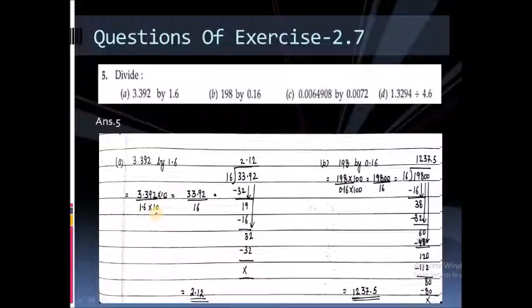Because whenever we multiply with 10, 100, 1000, the point gets shifted to the right. How many times? How many zeros are there? Only one. So I have to shift it one time only. So I have multiplied it with 10. So in the numerator also I have to multiply with 10, because in the dividend also we have to move our decimal point, because we are moving it in our divisor, right? So it will become 33.92 and this will become 16. When you shift this decimal point to the right, it will become 16.